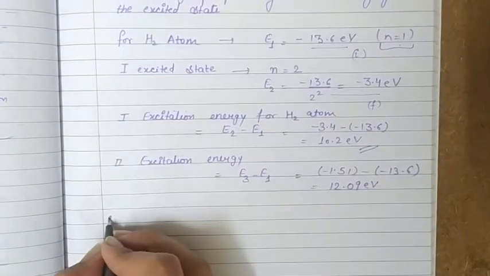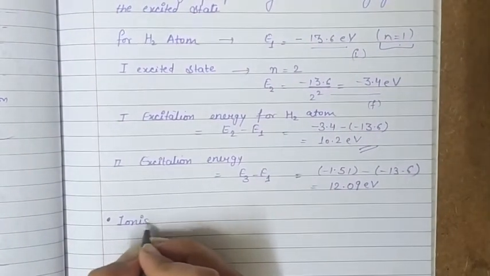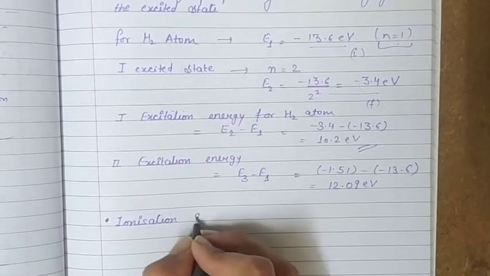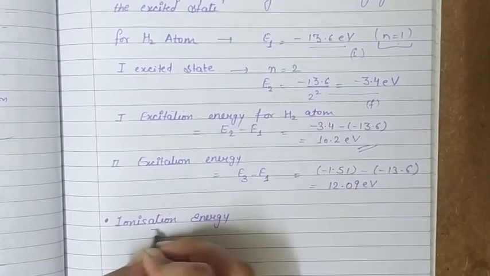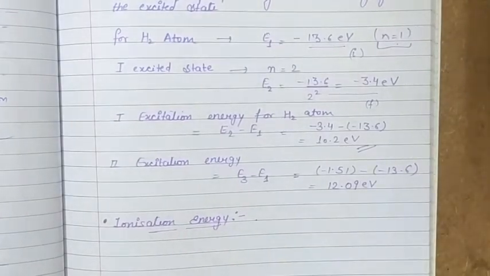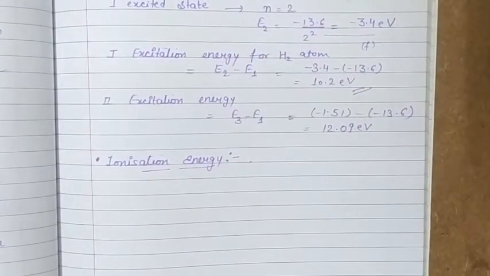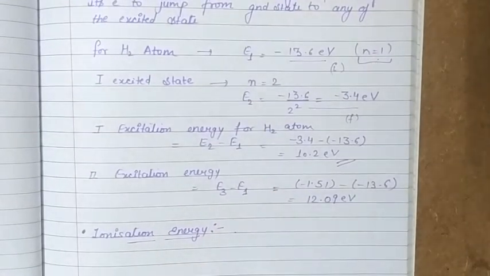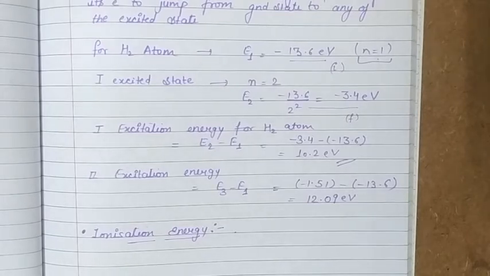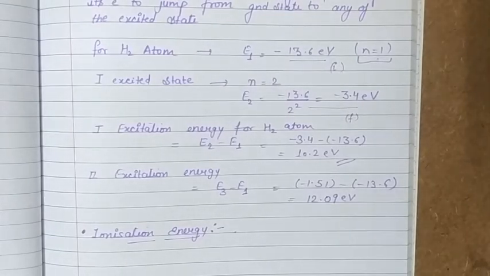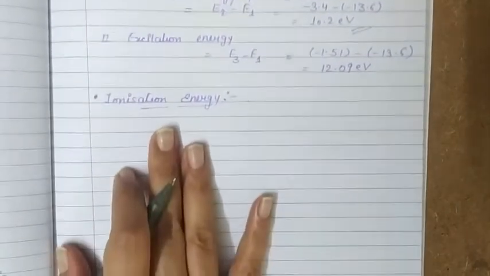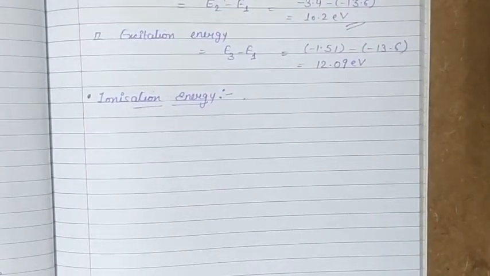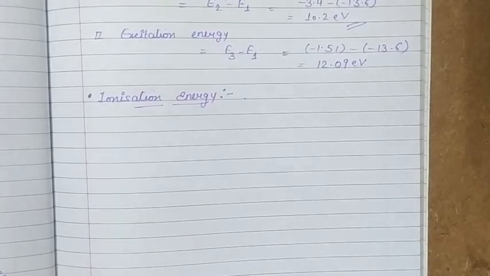Now come to ionization energy. It is the energy required to knock an electron completely out of the atom. In the case of excitation, the electron was not going out of the atom, it was just going from some lower energy state to a higher energy state, and the atom was getting excited. But in the case of ionization energy, the electron will leave the atom entirely, and that atom will become an ion.